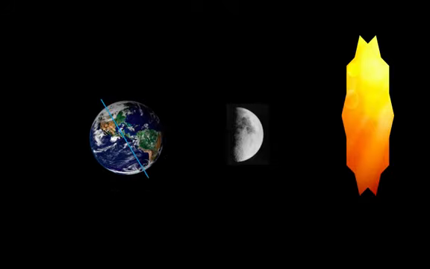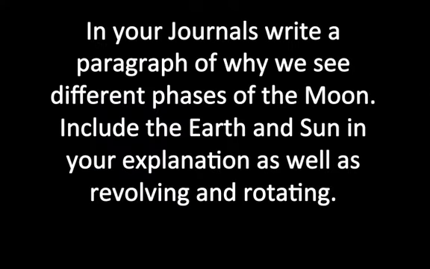This is how the earth, sun, and the moon are connected. Now, can you write in your journal a paragraph on why we see different phases of the moon? Include the earth and the sun in your explanation, as well as revolving and rotating.